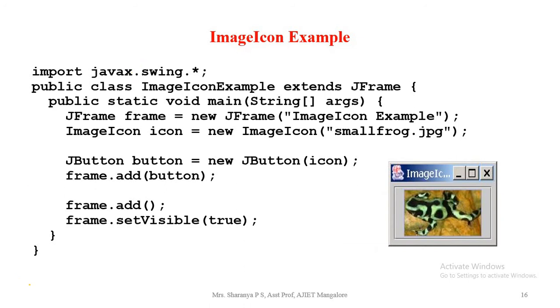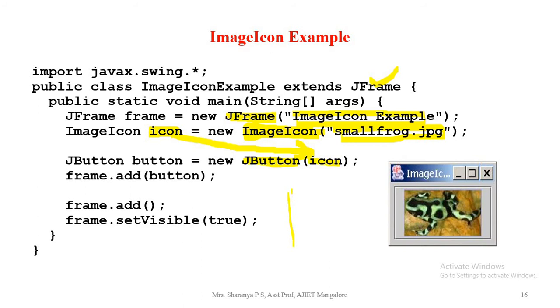If we see one example here, first we have imported the package, and ImageIconExample extends the JFrame class. So this acts as a parent class, and inside the main function, a JFrame is getting created with the title ImageIconExample. The ImageIcon is one more component that we have created with the file name of the image that needs to be displayed, small frog.jpg, and the object is created as an icon. This icon object will be passed as an argument to the newly created JButton.